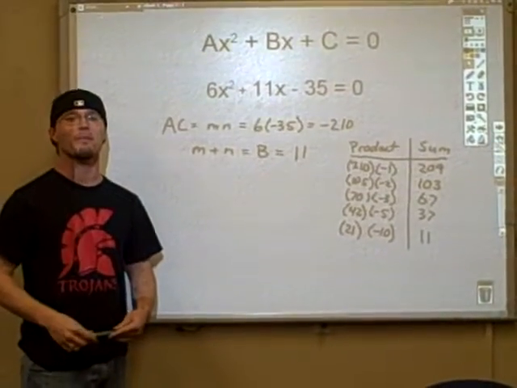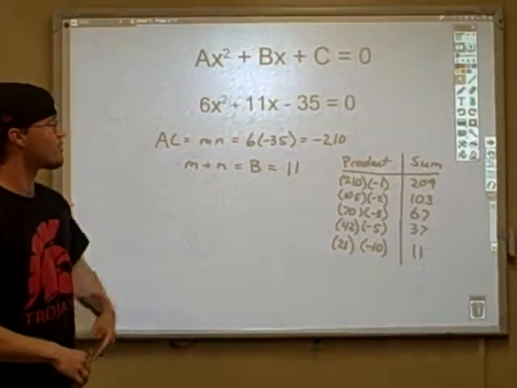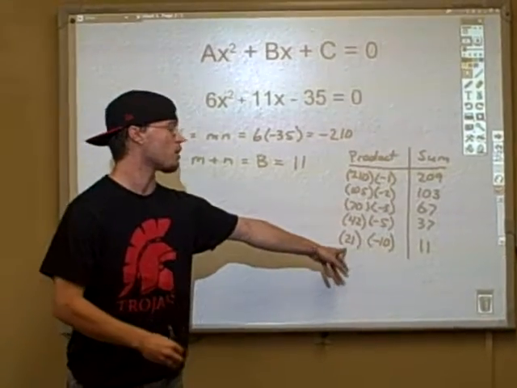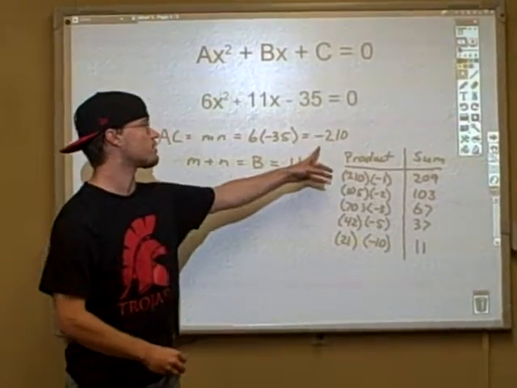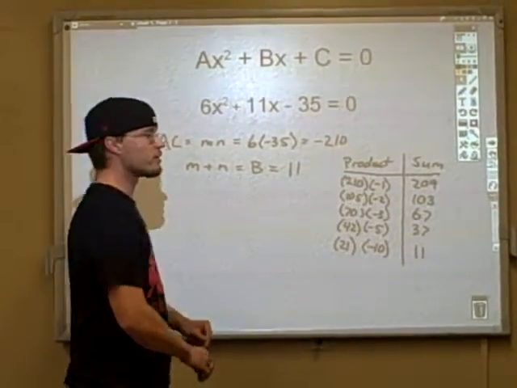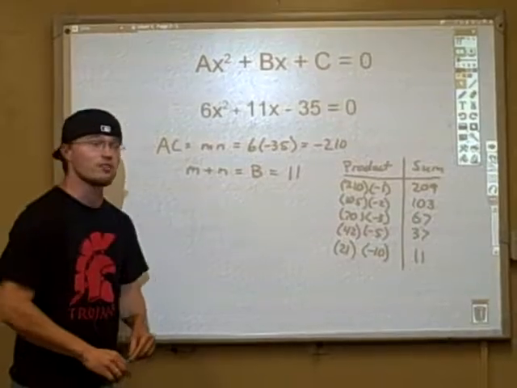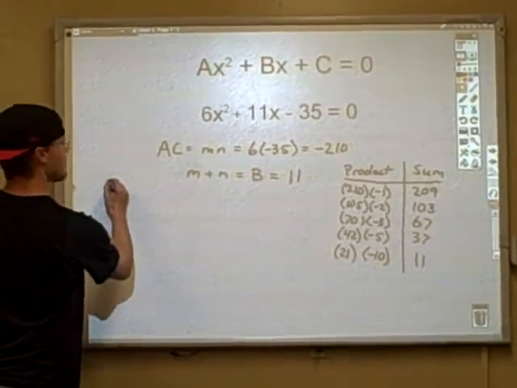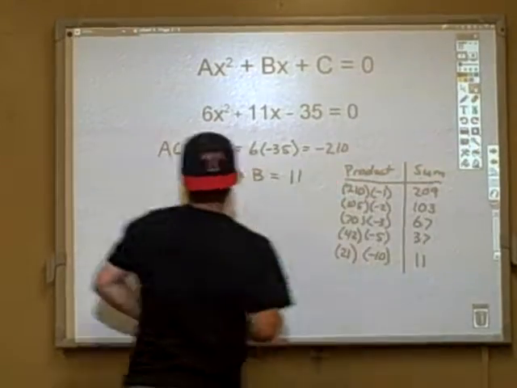And here we are back with the AC method. So once we found our product and sum, that is, our integers that have the same product of negative 210 and add up to 11, we go into our final stage. So we take our function of 6x squared.